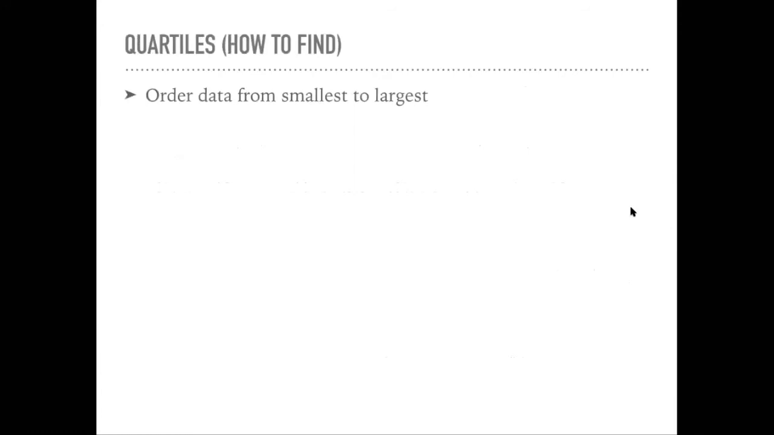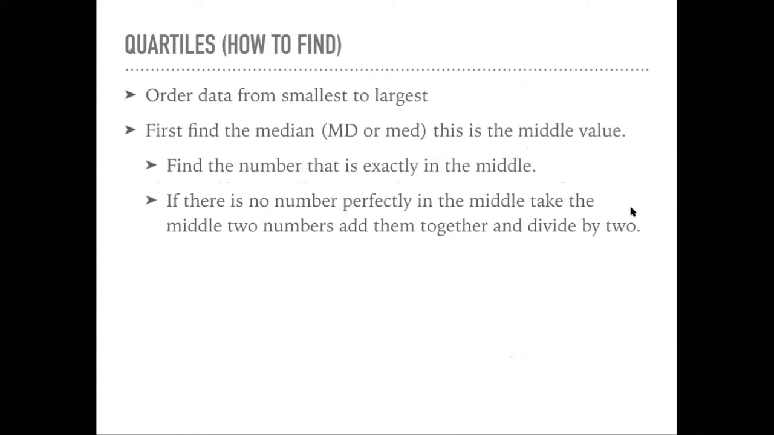When finding quartiles, we're going to order our data from smallest to largest. And then we're going to start by finding the median. Finding the median is the easier thing to do, because it's the value that's exactly in the middle. So if you have an odd number of data values, then you're going to have a number that's exactly in the middle. You just find the number exactly in the middle, and there's your median. Ta-da! If there's not a number exactly in the middle, because you have an even number of data values, then you take those two data values that share the middle, add them together and divide by 2.